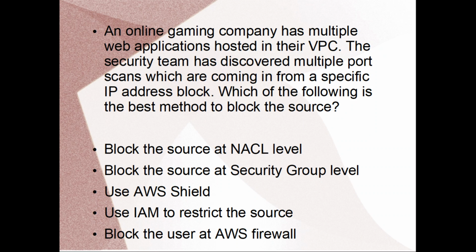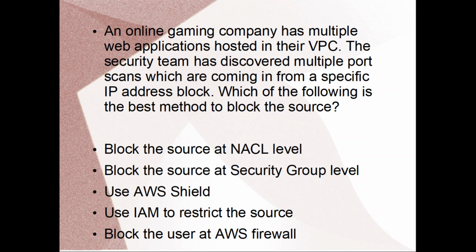So moving on to the next question. An online gaming company has multiple web applications hosted in the VPC. The security team has discovered multiple port scans coming in from a specific IP address block. Which of the following is the best method to block the source? So basically, there is a group of IP addresses that is continuously sending port scans or scanning your application, and you want to block it. At what level should you block it, so that you can immediately get rid of this IP address range?